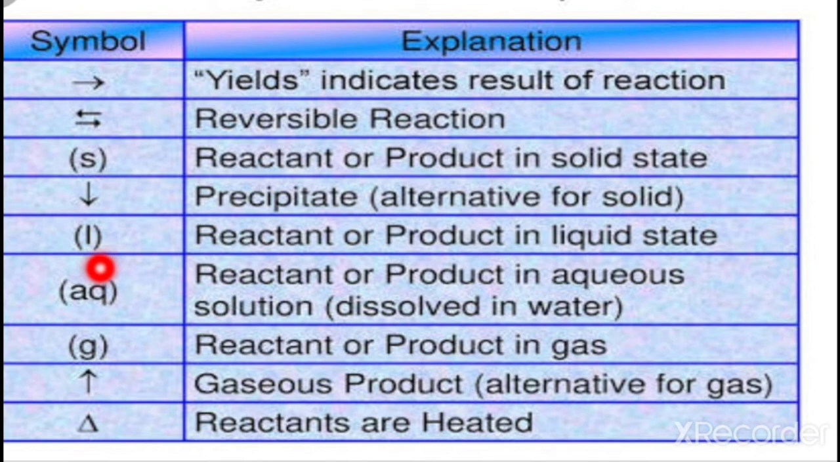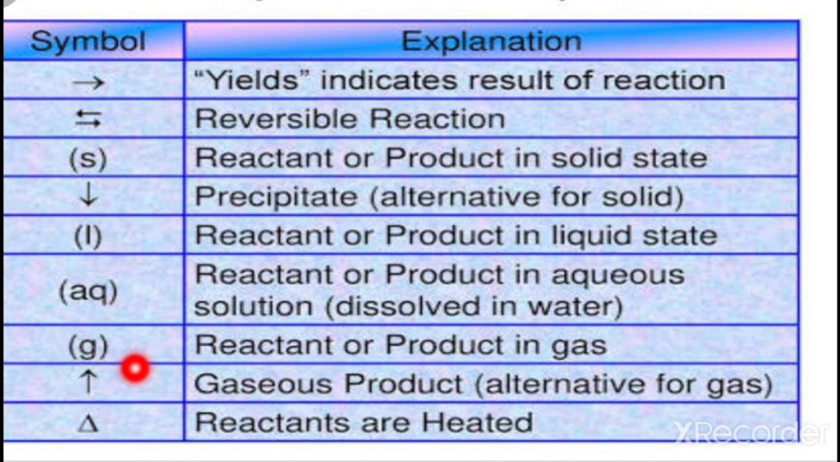Within the bracket, an L means the reactant and product are in the liquid state. If the reactant and product are in aqueous solution, that means if we take some sodium salt and dissolve it in water, we represent aqueous within the bracket as AQ. And G means the reactant and product are in gas form. This downward arrow represents precipitate formation. We will learn this in the next module. Here, just remember that this is the formation of precipitate.